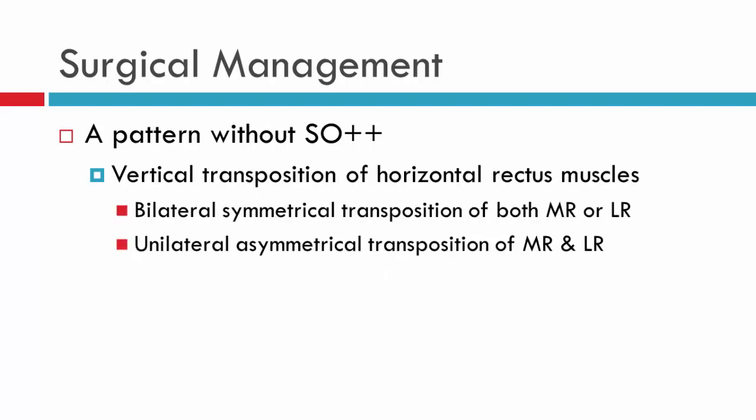So what if we don't have a superior oblique overaction? Well, just as before, we'll do a vertical transposition of the horizontal rectus muscles. Again, we can do bilateral surgery or unilateral surgery dependent on what procedure we're doing in primary position for an ESO or exo. The selection will be made based on that. If there's no procedure being done for an ESO and it's just a transposition, the surgeon will decide what their preference is as to bilateral or unilateral.